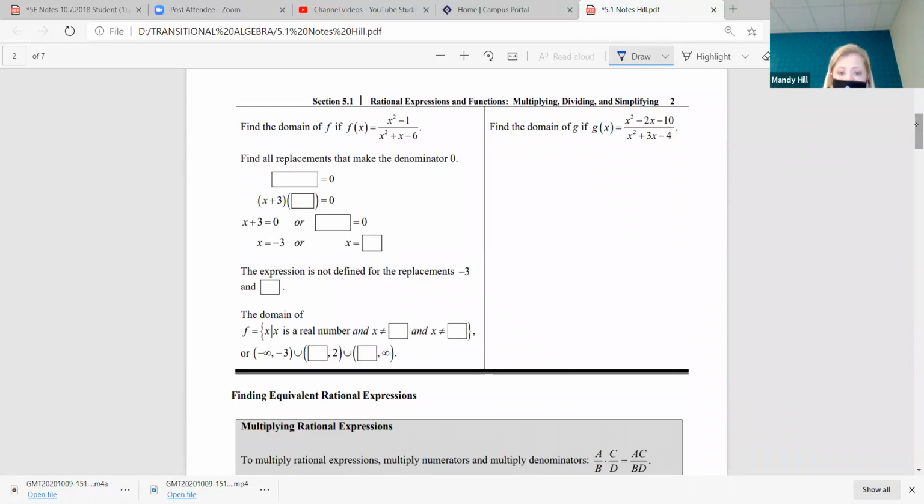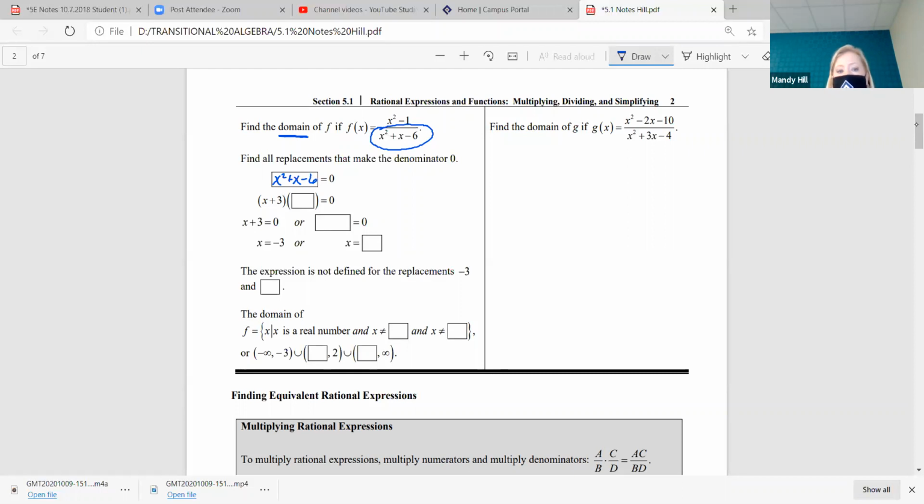So we spent a lot of time in chapter 4 working on problems like this. Once again, we're focusing just on the domain, and we know that we're going to have a problem when this thing right here, x squared plus x minus 6, is equal to 0. So that's what I'm kind of looking for. When is x squared plus x minus 6 equal to 0?